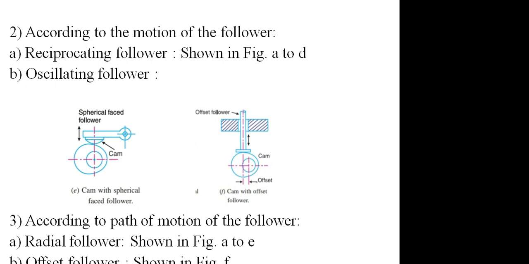And the second type under this category is the offset follower. In figure F, the offset follower is shown, where the axis of cam and the axis of follower are offset by some distance.